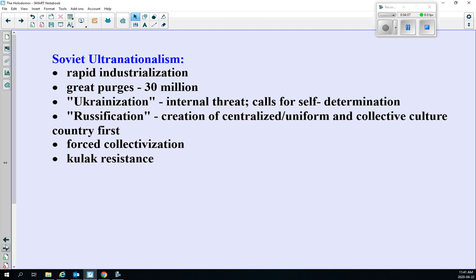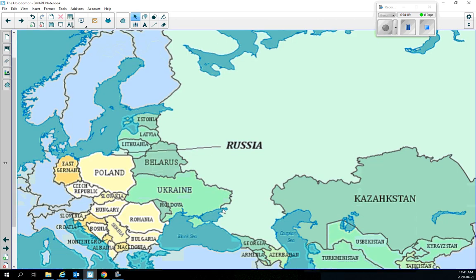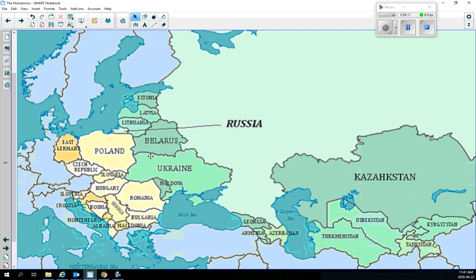Let me show you on a map. So here we go. At this time, countries like the Ukraine, Belarus, Lithuania, Latvia, all these countries in green were not independent. They were part of the greater Soviet Union. They wanted sovereignty, but they didn't have it. They'd been absorbed by the Soviet Union. Ukraine was one of those countries.